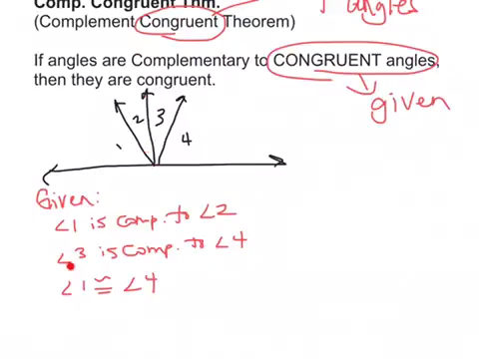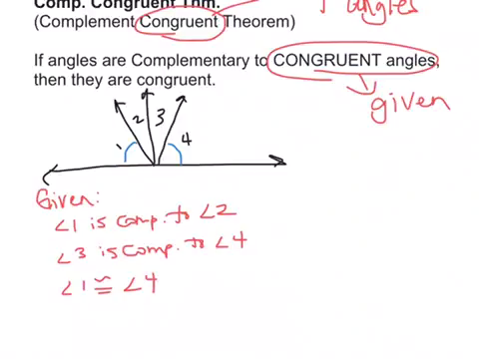We're also told that angle 3 is complementary to angle 4. So here's angle 3 complementary to angle 4. So you've got 2 sets of complementary angles. And the third thing you have to be told is that one of those pairs is congruent. So we're told that angle 1 is congruent to angle 4. So here's angle 1. I'm going to go ahead and mark the congruency, congruent to angle 4.